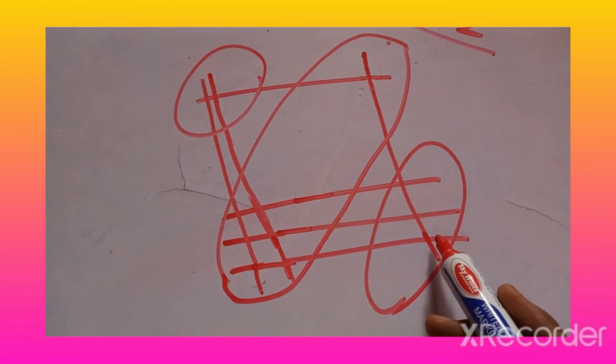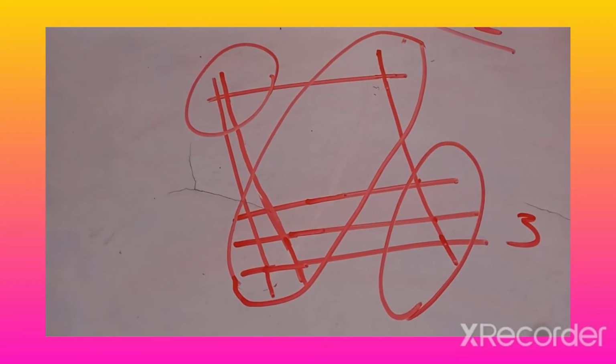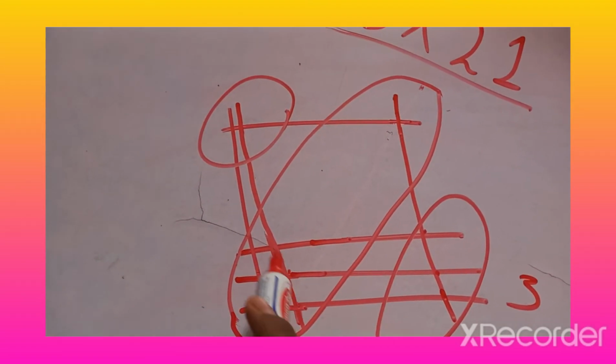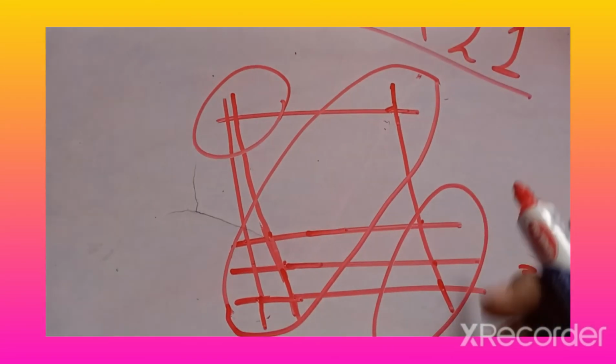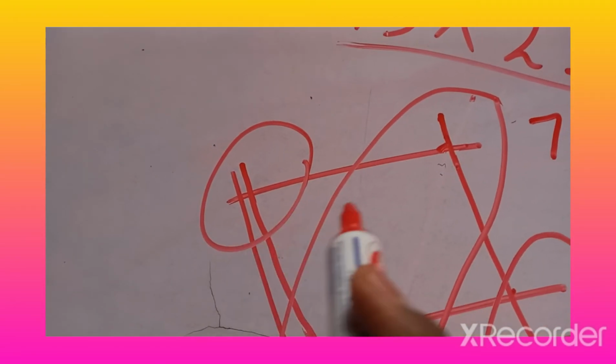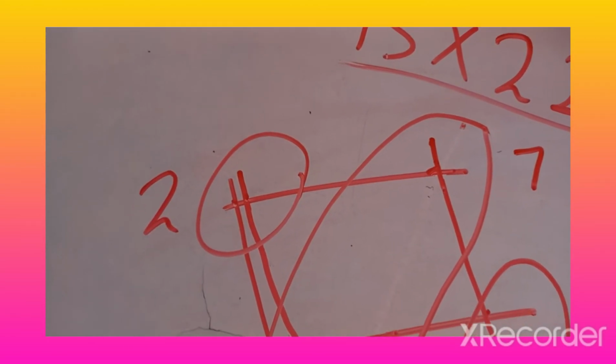In the first zone, 1, 2, 3, there are 3 intersections, and in the second zone, 1, 2, 3, 4, 5, 6, 7. There are 7 intersections. On the third zone, there are only two intersections. We have to write like this.